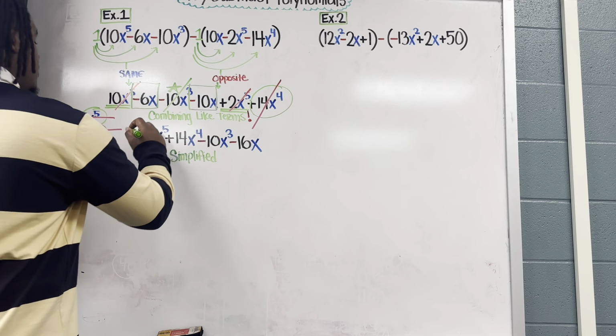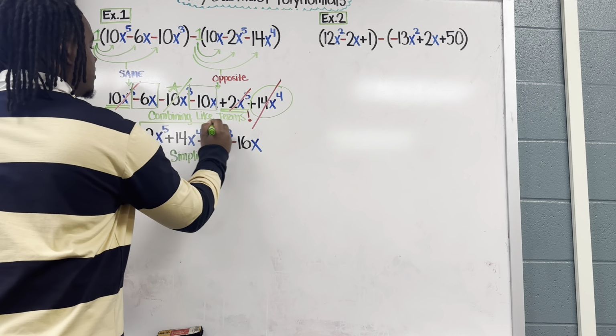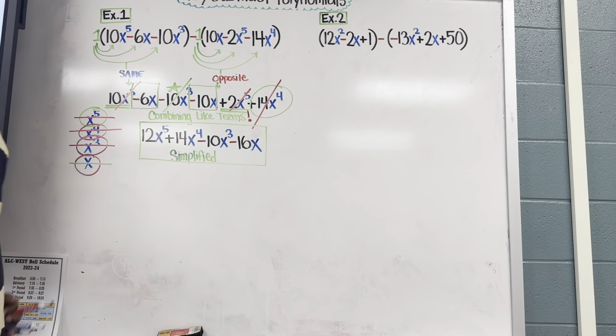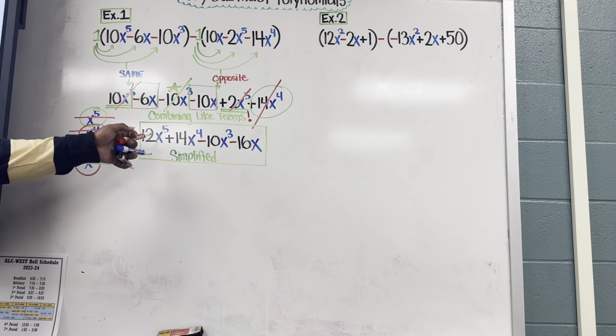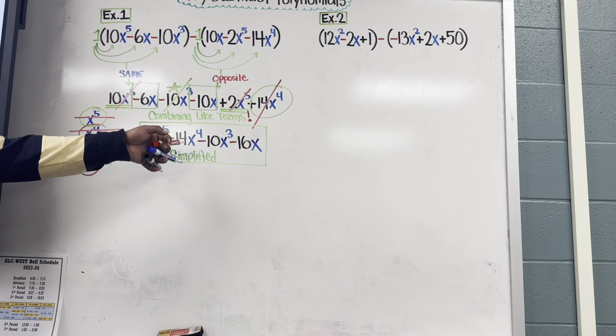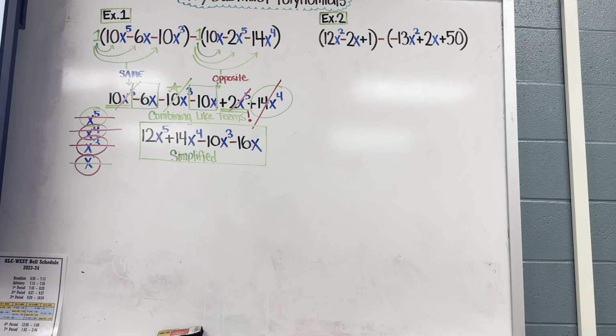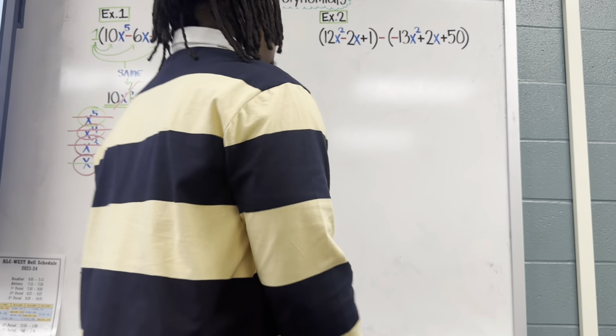So once again, guys, we have successfully simplified this particular polynomial. Our final answer is 12x to the 5th power plus 14x to the 4th power minus 10x to the 3rd power minus 16x. Now, let's go ahead and just do example 2 real quick.